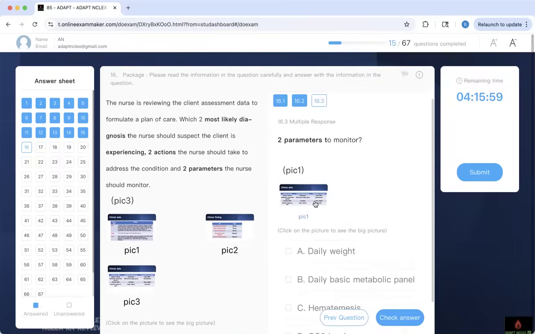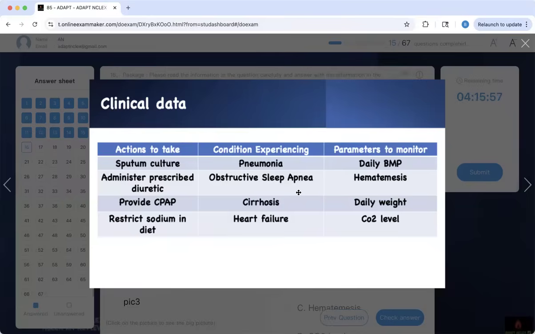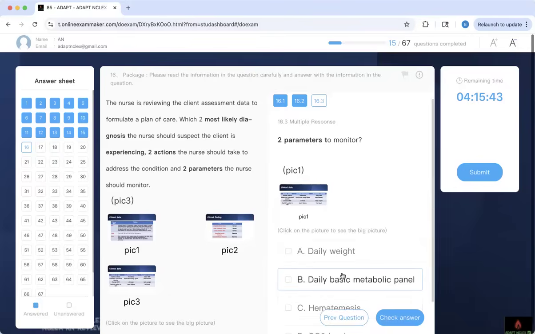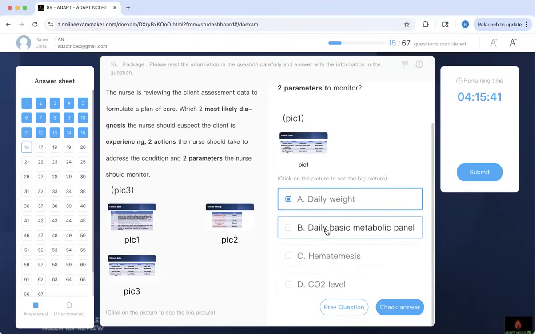And therefore, what are we going to monitor? If I give you diuretic, I'm going to monitor your BMP. And I'm going to check your daily weight. I don't need to worry about you vomiting or your CO2 saturation because those are all sleep apnea patients. And therefore, this patient, daily weight and that.